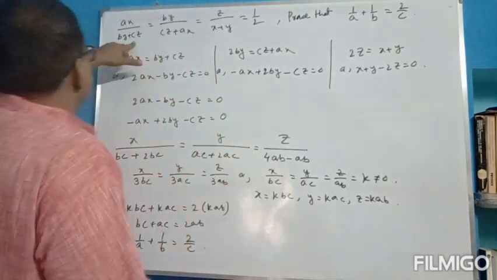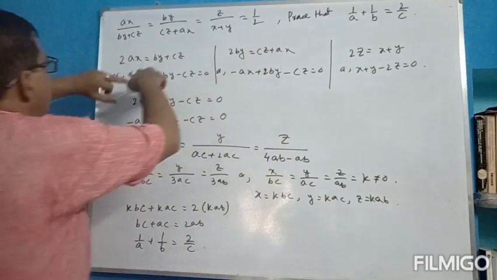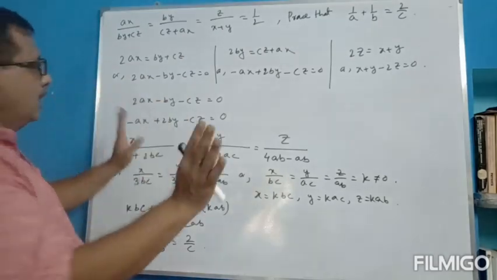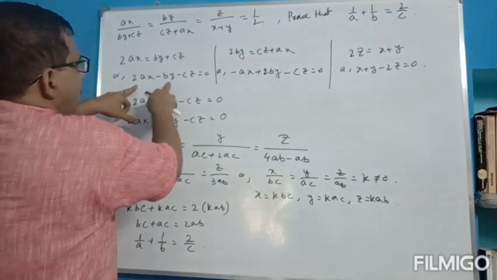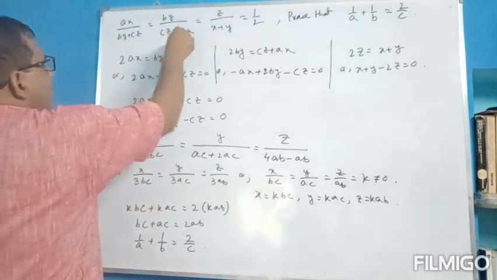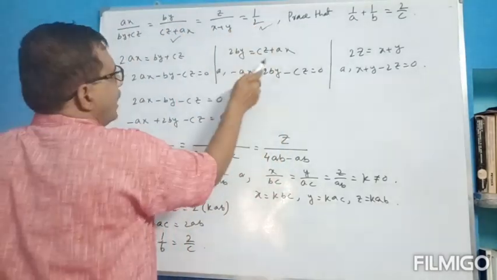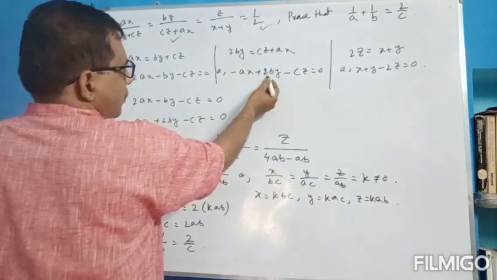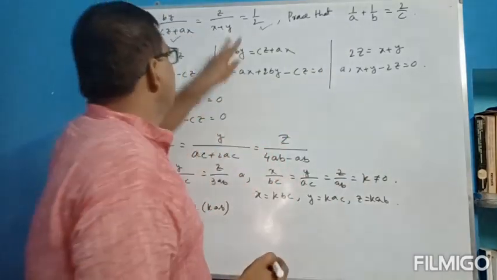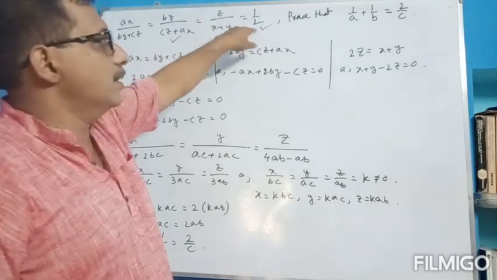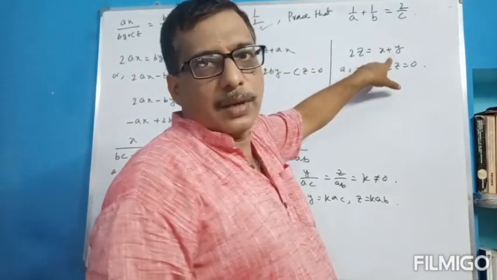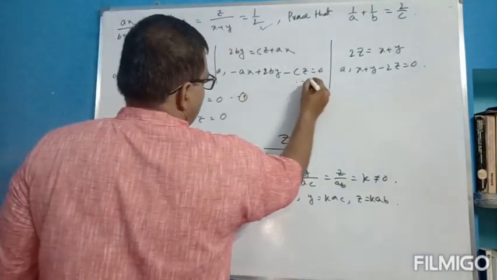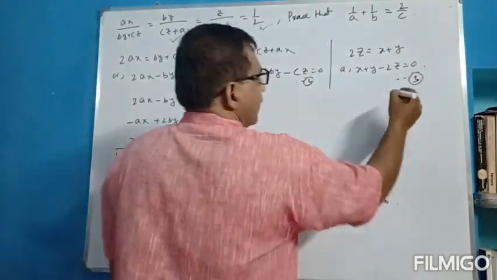So from first, ax by by plus cz is equal to half. From this we can write 2ax is equal to by plus cz. All taken to left hand side, then 2ax minus by minus cz is equal to 0. From the second and last, again 2by is equal to cz plus ax. Take into left hand side again, minus ax plus 2by minus cz is equal to 0. And these two, z by x plus y is equal to 1 by 2. So we can write z is equal to x plus y. Suppose this is equation 1, this is equation 2, and this is equation 3.